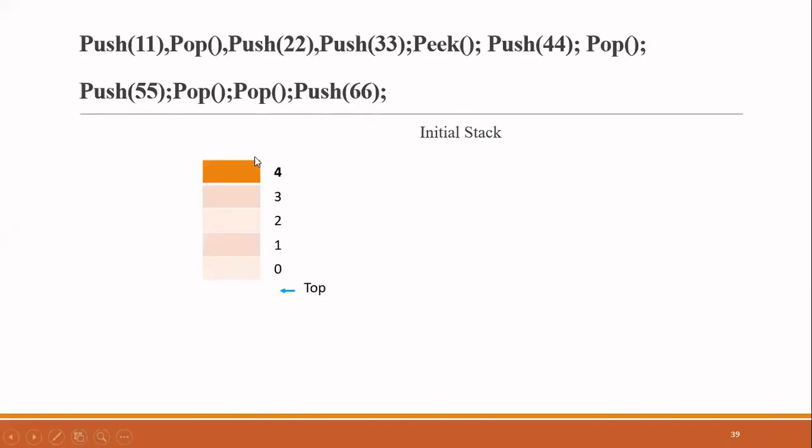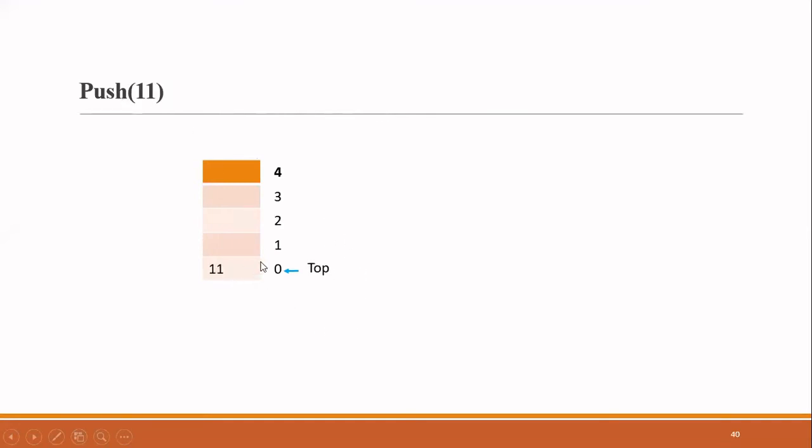So first, my stack is initially empty. I'm going to push 11. So 11 will be added here in S of 0. Then pop. So 11 will be popped. Since you are popping something, immediately that number should be displayed to the user. So 11 is now displayed to the user. After popping, top is decremented. Now it is pointing to -1.